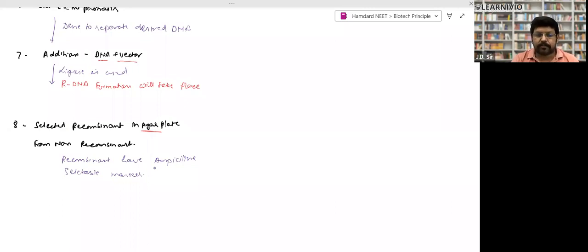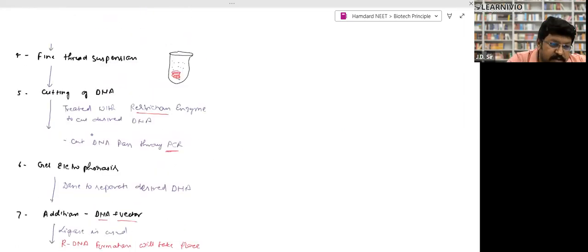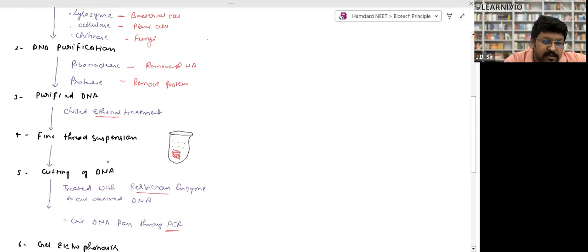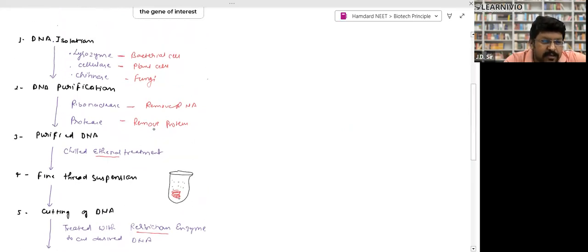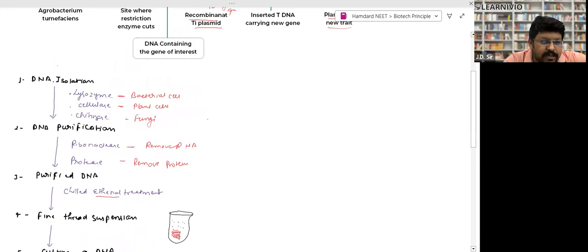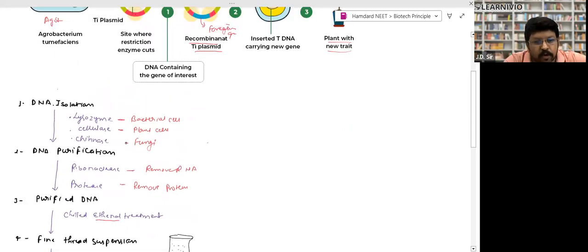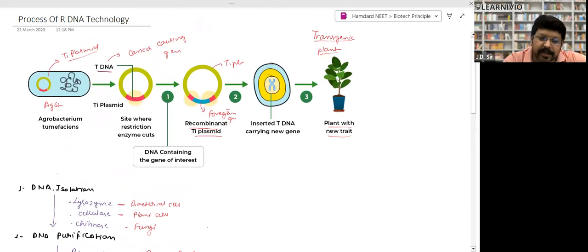Actually, you have to remember the steps, like this is a step, this is a step. The fine thread suspension we get by treating with the ethanol, that has been asked. This lysozyme, cellulase, chitinase, they have been asked in exam. Already asked question. Is that clear to all of you?